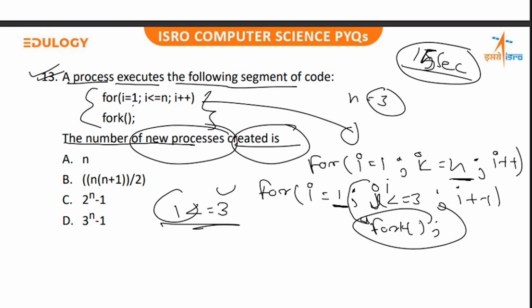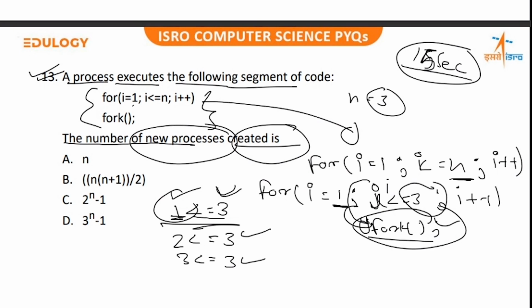Now, 1 is less than or equal to 3, right? A fork system call will execute at 1, and at 2 this condition is also true. Again fork will execute, and at 3, less than or equal to 3, again fork will execute. That means this fork function will execute 3 times for n equal to 3. So how many new processes will be created?